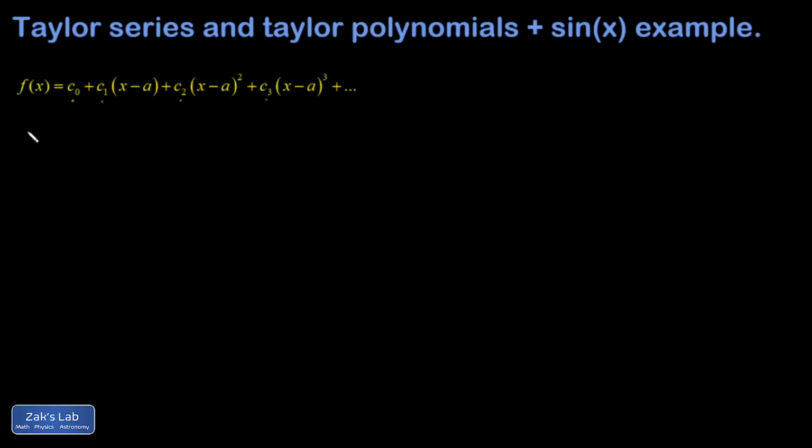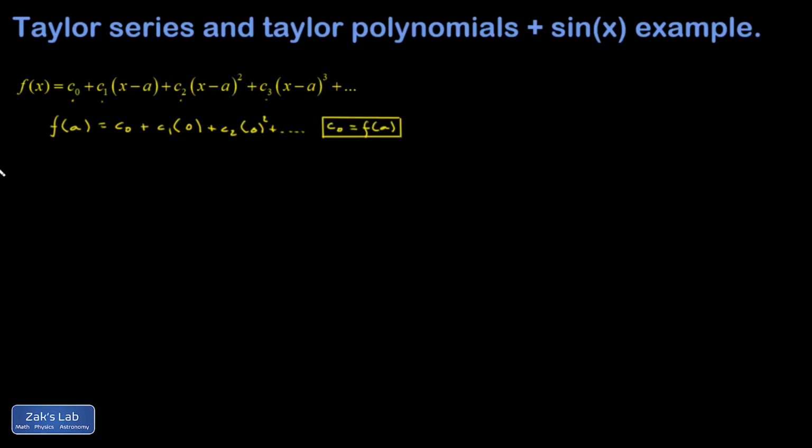And the trick for this is very similar to the trick from Maclaurin series. The first thing I notice is if I evaluate f at x equals a, I get c naught plus c1 times, oh look at that, 0, plus c2 times 0 squared plus, and so on and so on. So every term containing an x minus a factor is going to vanish, and I've already found my first coefficient.